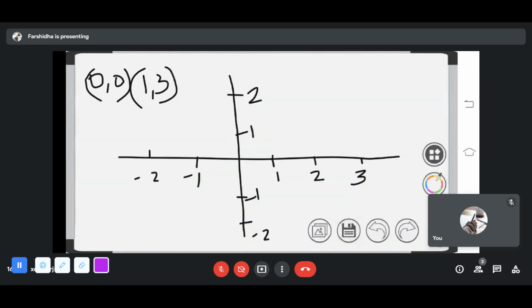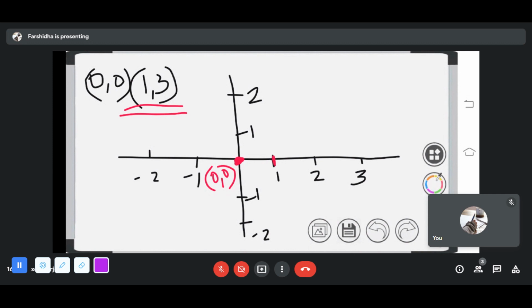Where is (0, 0)? X-axis 0, y-axis 0. Where is that point? Right in the center, in the origin here, because both are 0. X-axis 0, y-axis is also 0. Okay. Next point.